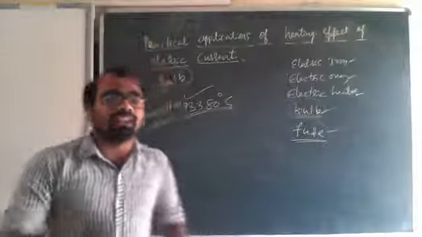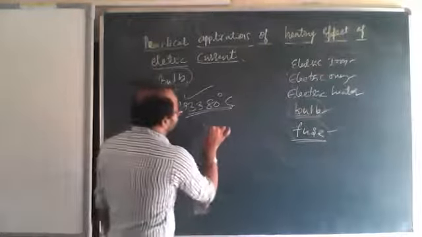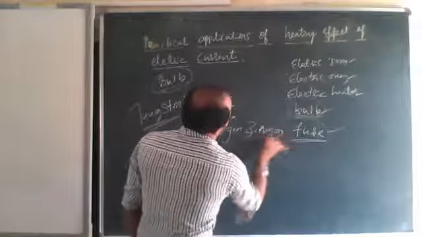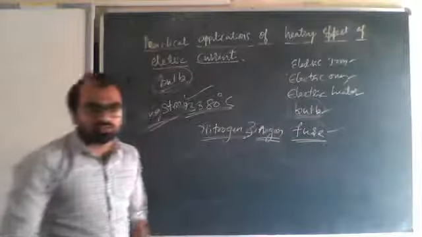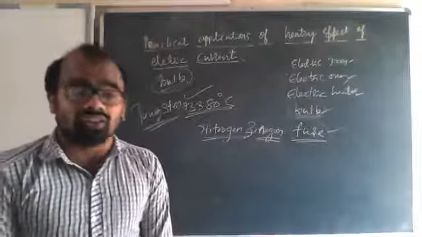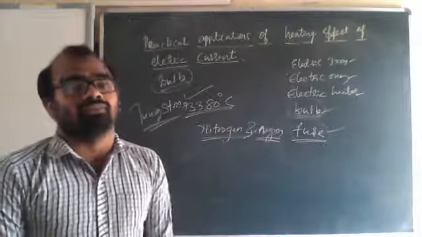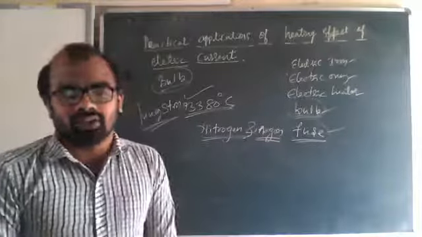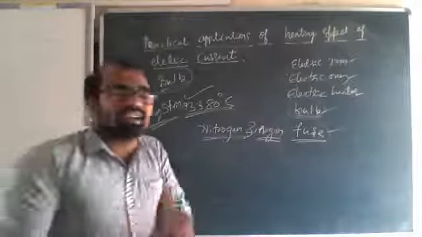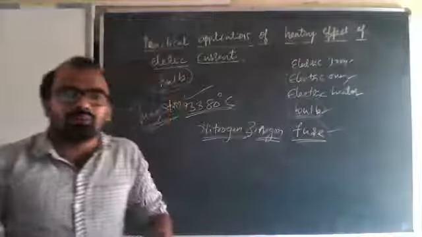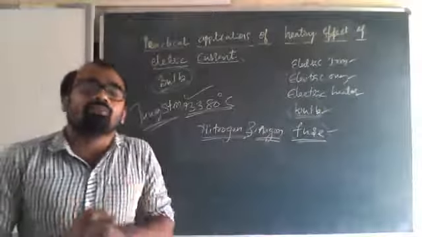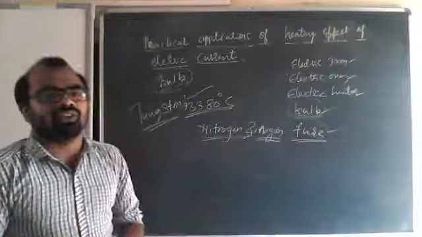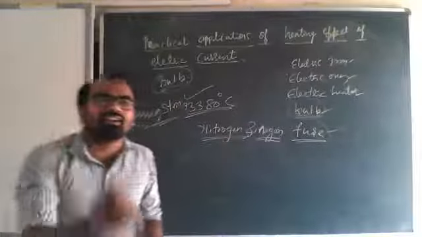You should remember, in a bulb there are two gases filled, nitrogen and argon. You should remember these two. Why are these two gases filled in bulbs? If they are not filled, oxygen may enter the bulb. If oxygen enters, then tungsten will react with oxygen and become tungsten oxide. Then it will not conduct properly. So that is why nitrogen and argon are filled in the bulb.